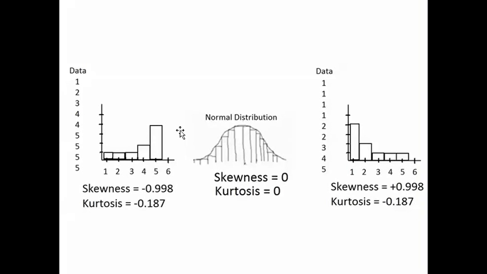If two data sets are the mirror image of each other like this, the skewness value of this data set will be the opposite of the skewness value of this data set. So since these are both 0.998, what that means is that the skewness of these two data sets is equally dramatic. This data set has the same amount of skewness that this data set has, but they just have opposite types of skewness.